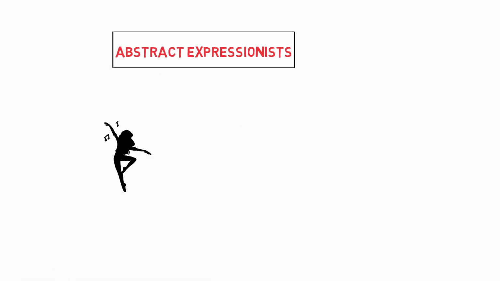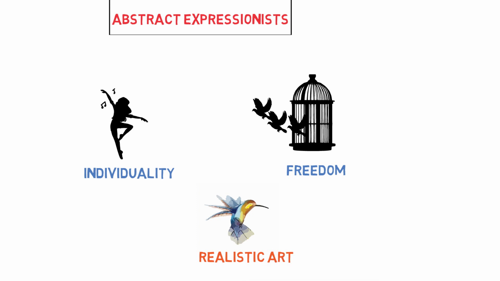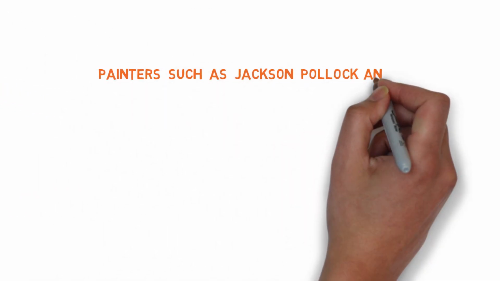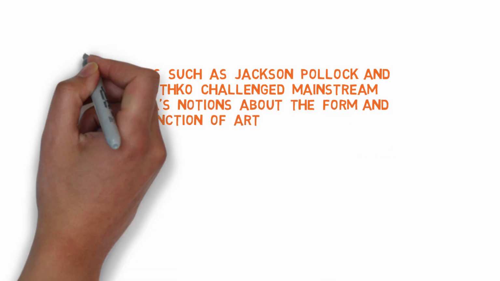In the art world, abstract expressionists expressed individuality and freedom as opposed to representational realistic art. Painters such as Jackson Pollock and Mark Rothko challenged mainstream America's notion of the form and function of art.